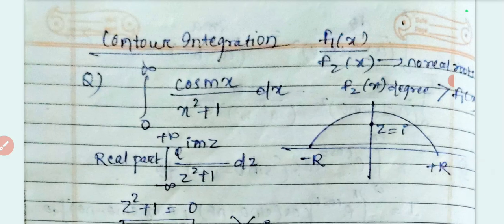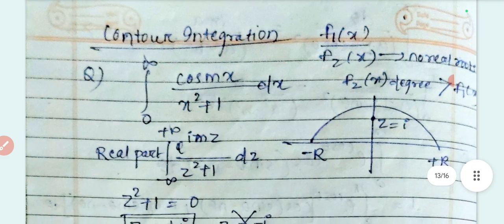If the integral is in the f1(x) by f2(x) form and f2(x) has no real roots, and if the degree of f2(x) is greater than f1(x), then you can apply this contour integration half semicircle formula rule. So how it is, let's see one question. Integrate 0 to infinity cos mx by x square plus 1 dx. As I have told you, solve this integral taking the real part of e to the power i mx.